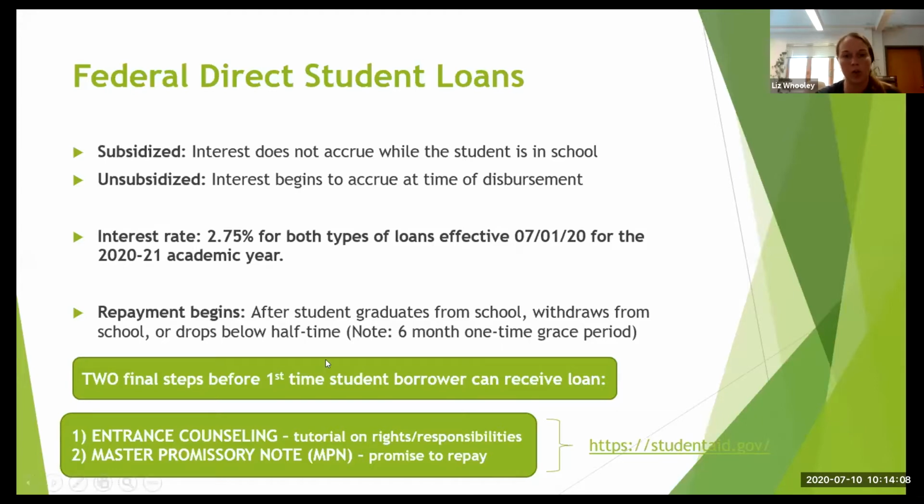And so just a note at the bottom, 2 final steps before first-time borrowers can receive those federal loans. The first is entrance counseling, which is a tutorial on your rights and responsibilities for the federal loan program. And then the master promissory note, which is your promise to repay. And those are both located online at studentaid.gov.